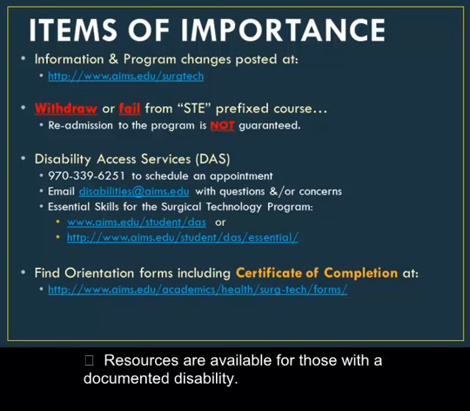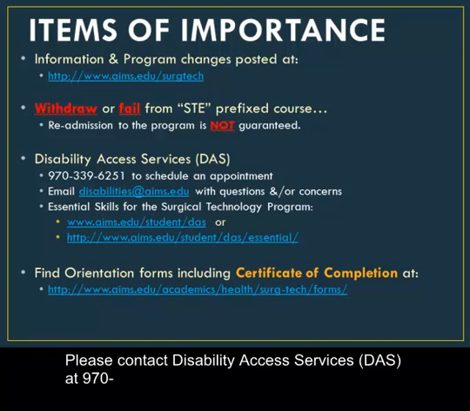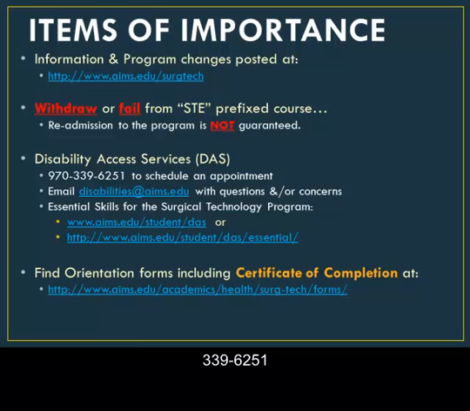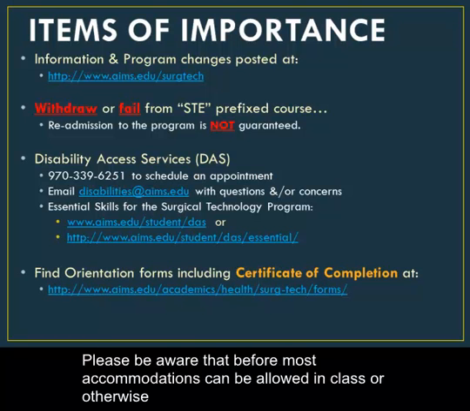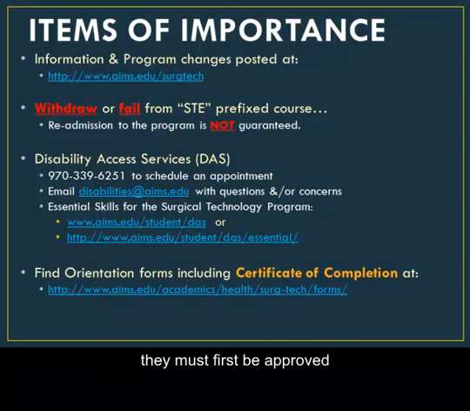Resources are available for those with a documented disability. Please contact Disability Access Services, DAS, at 970-339-6251 to schedule an appointment, or email disabilities@aims.edu with questions. Please be aware that before most accommodations can be allowed in class or otherwise, they must first be approved through the DAS office.